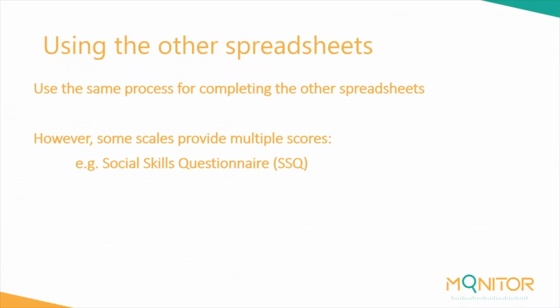That completes the presentation on using the Rosenberg Self-Esteem score spreadsheets. If you include other measures in your survey, you can use the same process to complete the other Excel spreadsheets. However, be aware that some of the other scales provide more than one score. Some provide multiple scores, so there are more output data tables. Let's have a look at this in the Social Skills Questionnaire.